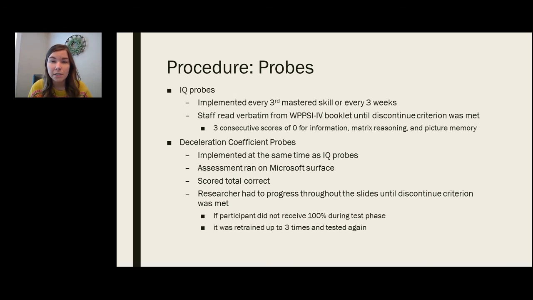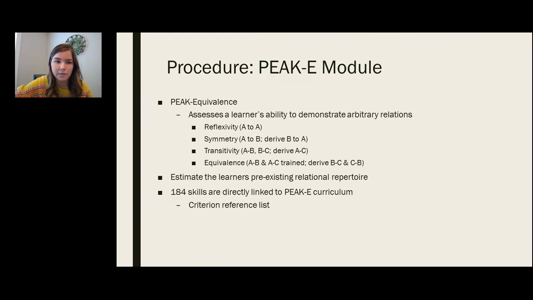And then the deceleration coefficient probes were implemented at the same time as the IQ probes, the same day, the same session. The assessment was run on a Microsoft Surface. And all we did was record the total score correct out of the total. The researchers had to progress through the slides until the discontinue criteria was met: if they didn't receive 100% on the training block or the test phase, they would go back to training up to 3 times, and then discontinue the assessment if the participant wasn't getting them correct.